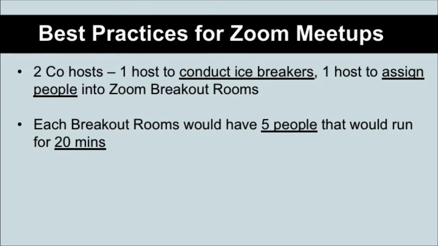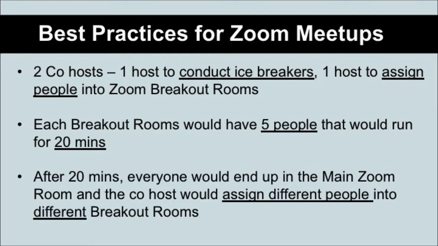Now, the breakout rooms would then run for about 20 minutes, and everybody, like 5 people, assigned to one breakout room for 20 minutes. And after the 20 minutes was up, everybody would join the main room in Zoom. And in the main Zoom room itself, the host would then have a small icebreaker for another 10 minutes, and then the co-host would then assign different people into different breakout rooms again, and this was the practice. Now, the standard meetings that we had was about 2 hours.